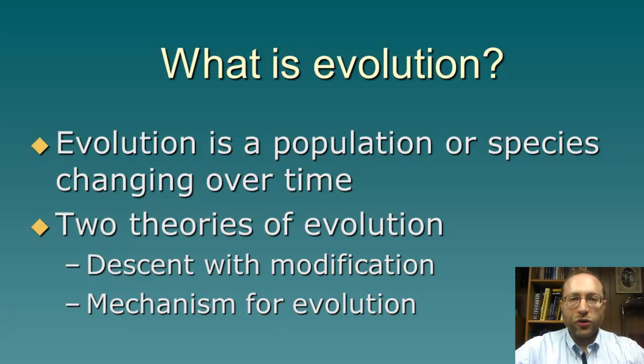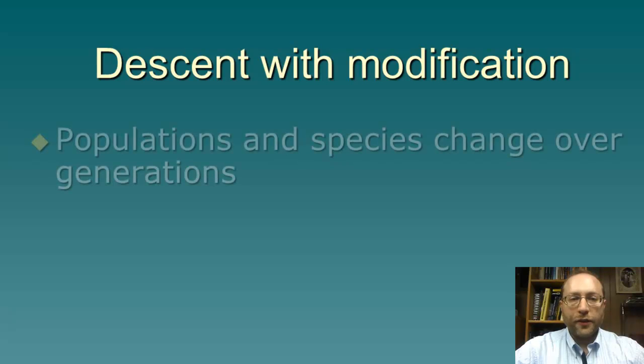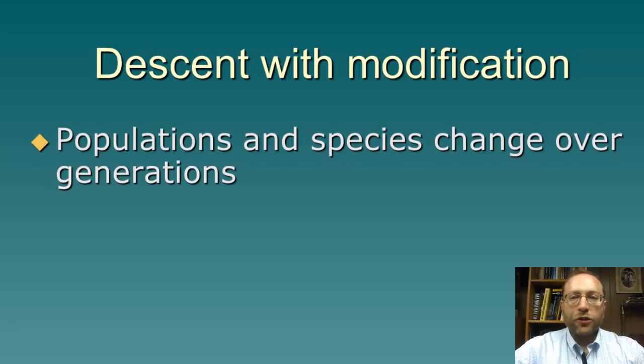There are two theories of evolution. The first one is descent with modification, which is basically what we see in that definition. When you look at species and how populations descend, the populations modify, meaning there's a change in the population and in the species. The second theory is the mechanisms for evolution. Now, the first theory, descent with modification, is populations and species changing over generations.